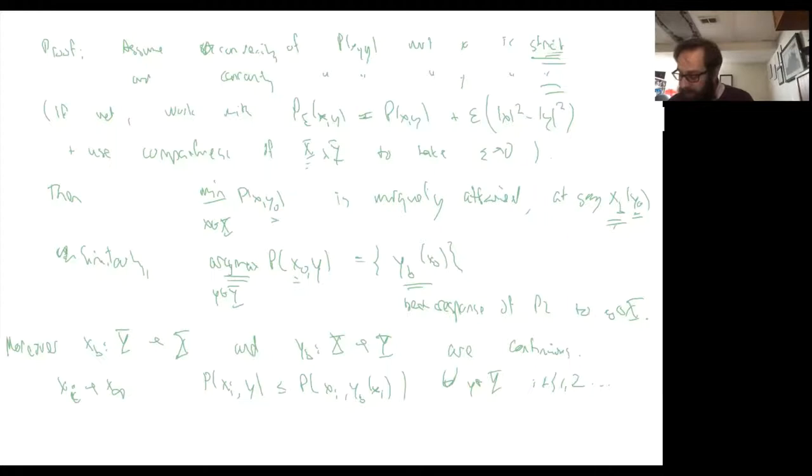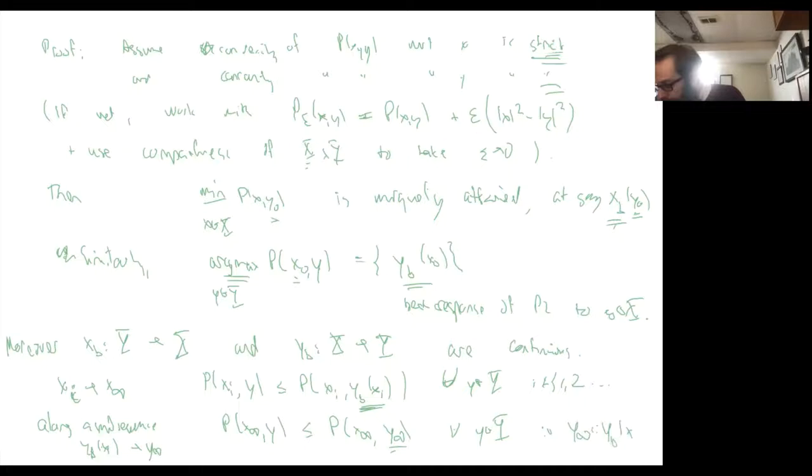And because the space Y is compact, this sequence would have some subsequential limit. So along a subsequence, y_B of x_i is going to converge to y infinity, say, and taking a limit of this inequality is going to say that p of x infinity, y is less than p of x infinity, y infinity for all y. And so y infinity would be the best response. This is supposed to be x infinity here.